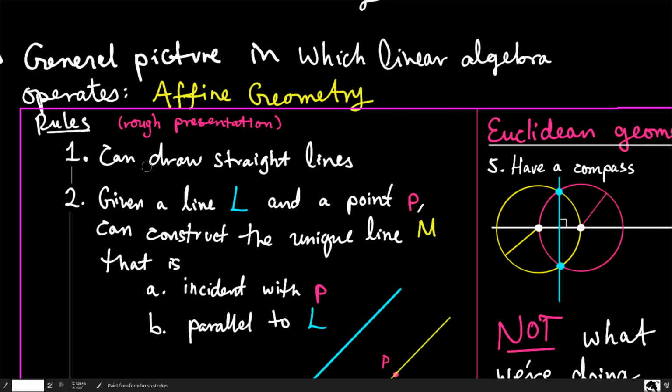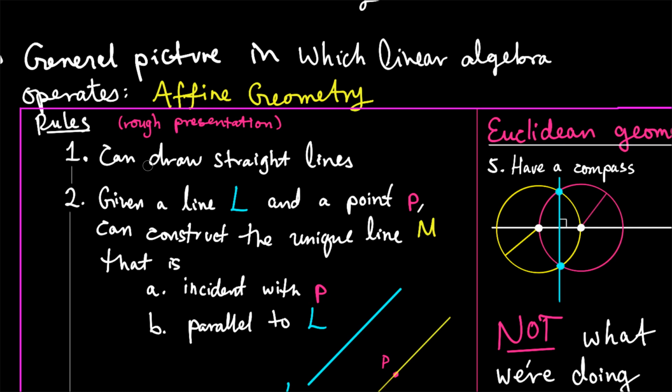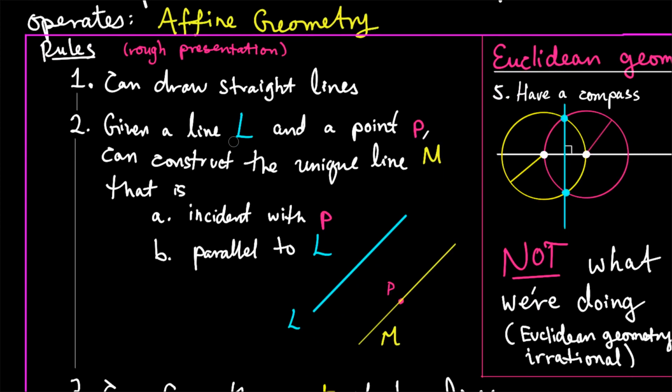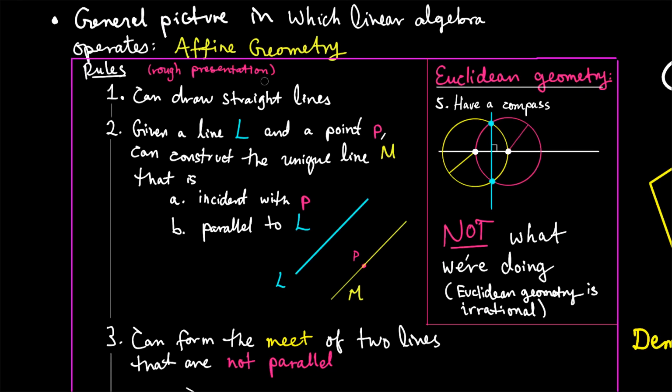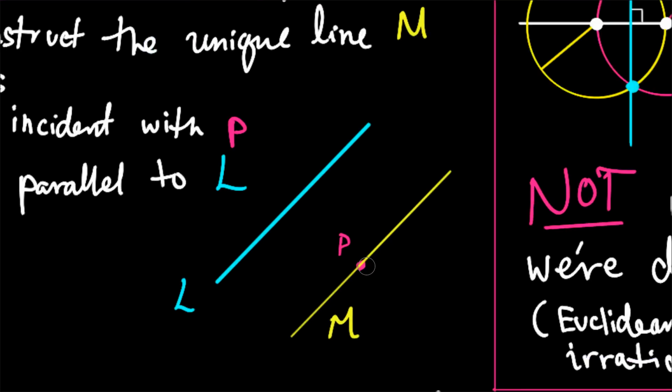Okay, so the rules. This is a rough presentation. Again, I'm just trying to explain what's going on, not trying to give a full singing, dancing, rigorous analysis. Okay, we can draw straight lines. We have a notion of parallel lines. So given a line L and a point P, we can construct the unique line M that is incident with P and parallel to L. So here's a picture: here's L, here's P, and here's M, which is parallel to L. If P happens to lie on L, then M is equal to L.